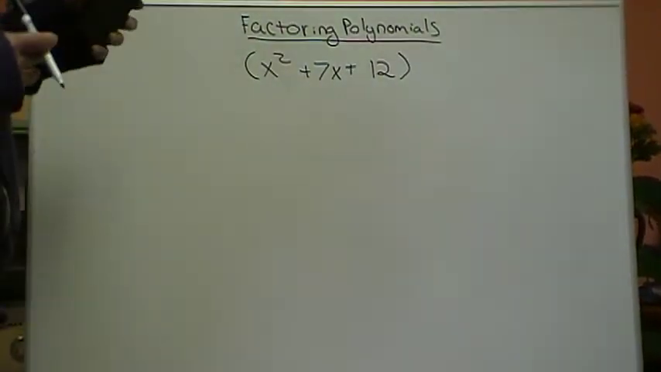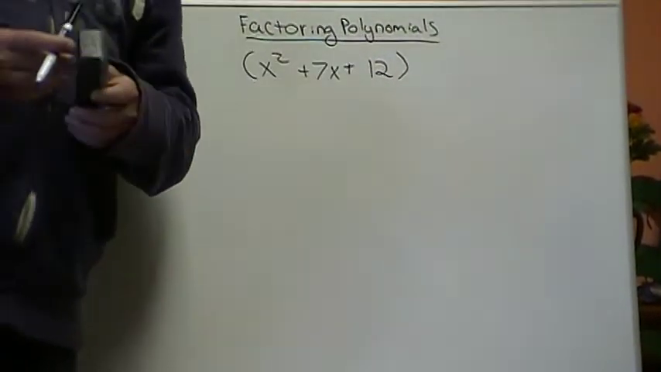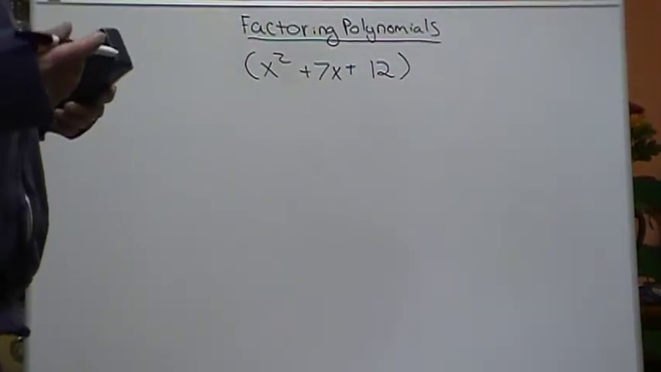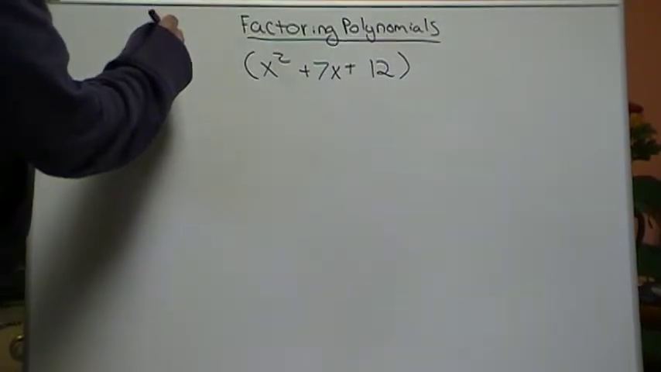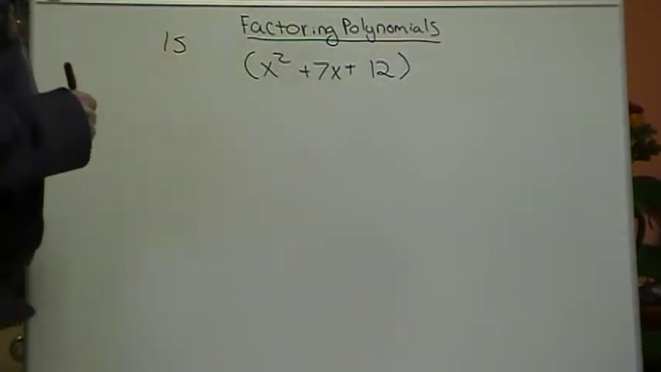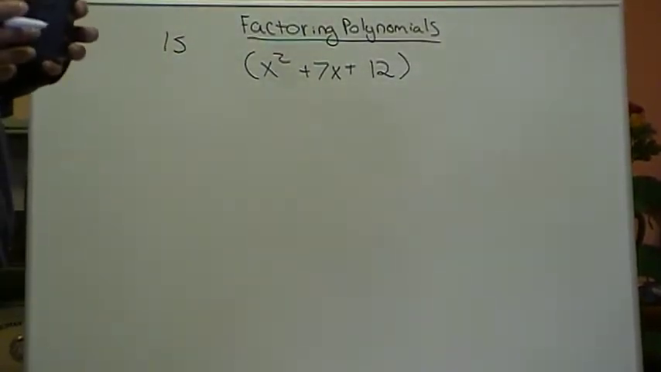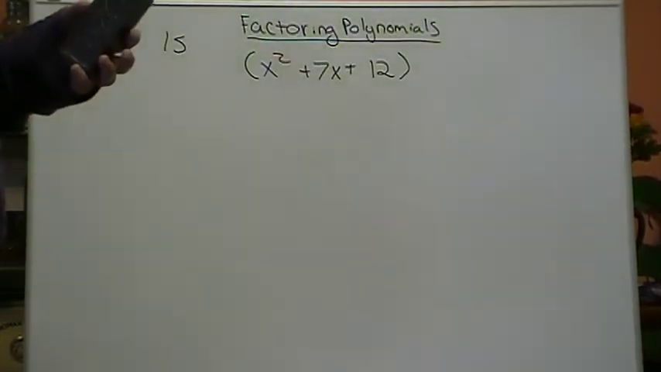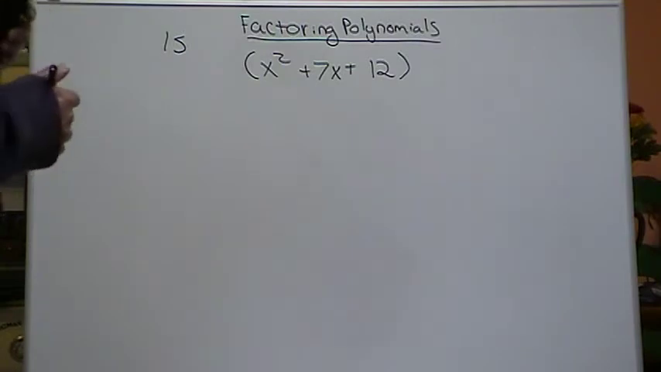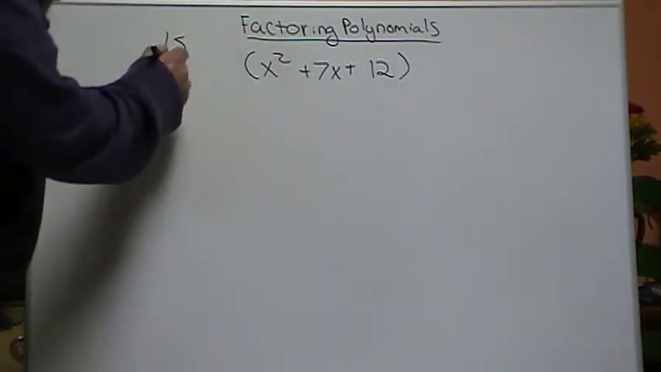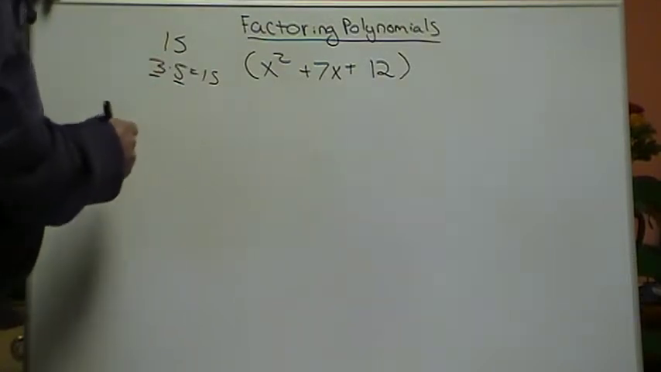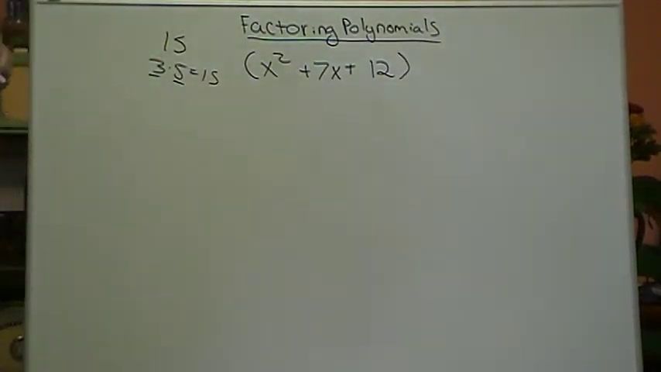Now, when I say we're going to factor polynomials, what exactly am I referring to? Well, think back to arithmetic. If I have a 15, I want to factor 15, essentially I'm trying to find numbers that when multiplied together, they give me 15. So 3 times 5 equals 15. So 3 and 5 are factors of 15.